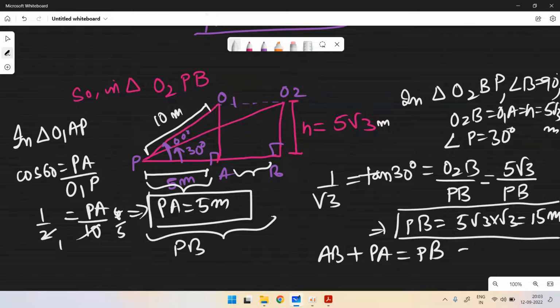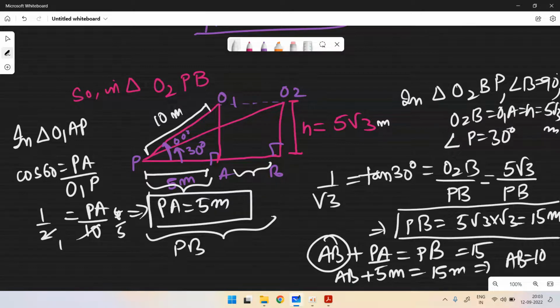So PB you have calculated to be 15 meters, and AB you need to find. PA is already given, so AP plus PA they have calculated to be 5 meters, and this is 15 meters, which implies that AB equals 10 meters. This is 15 minus 5, this is 10 meters. 10 meters you have calculated.